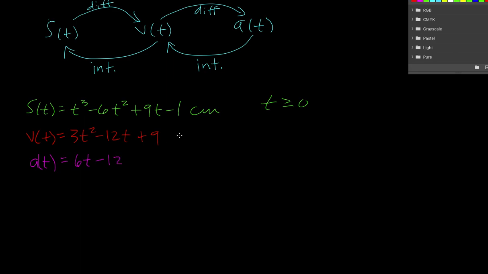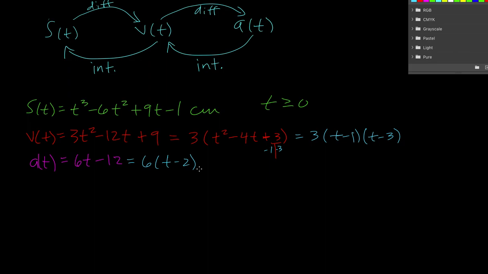Okay, so if we factor the velocity, we're going to get 3 times t squared minus 4t plus 3. And then if we factor that, we get 1 and 3. Both are negative. And so this becomes 3 times t minus 1 and t minus 3. Okay. This one we can factor, and it's just going to take out a 6, and it's going to be t minus 2.